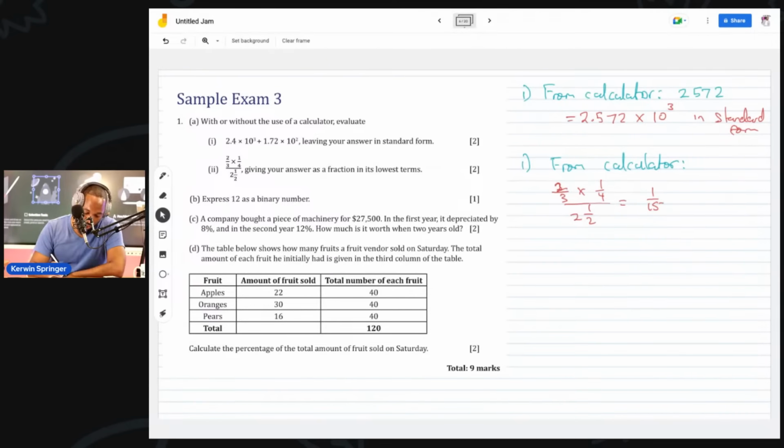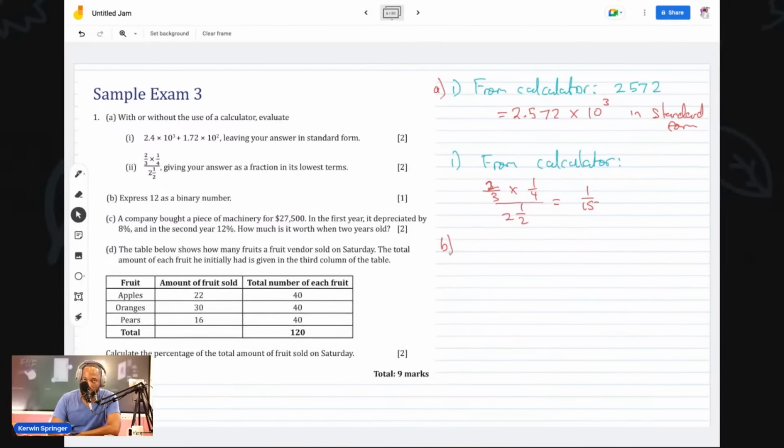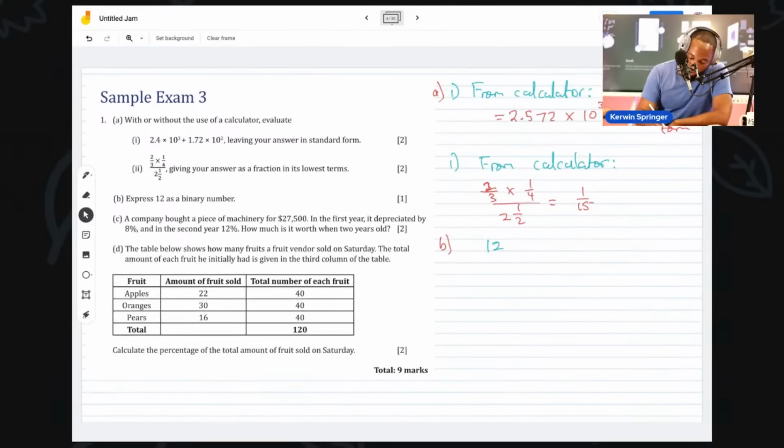So express 12 as a binary number. That's part B. Express 12 as a binary number. So how do we take a number that is in denary format, decimal format, base 10, and change it into a number that's in binary format? You all remember how to do this? Do you remember how to do this, class? So you put the 12 here, and you start to do a kind of breakdown thing here. But since you want to go into binary, you do 2.